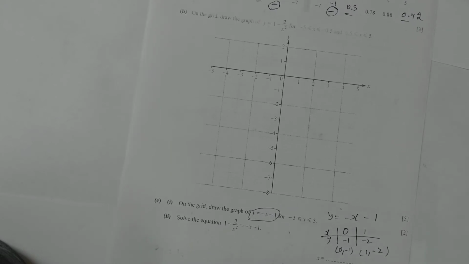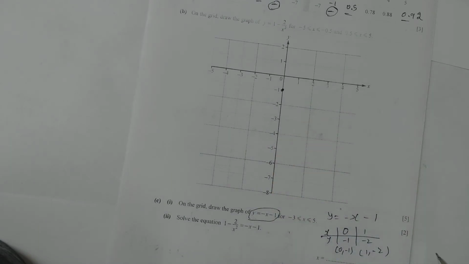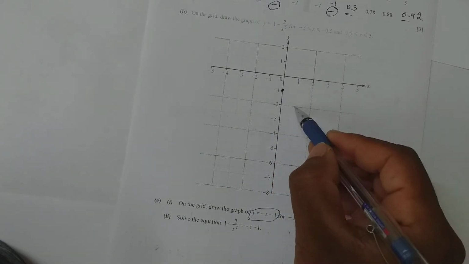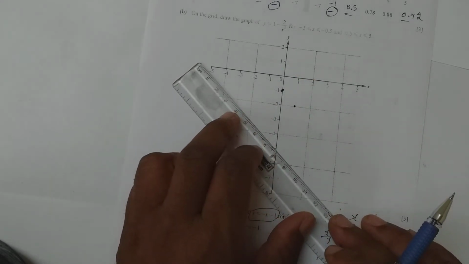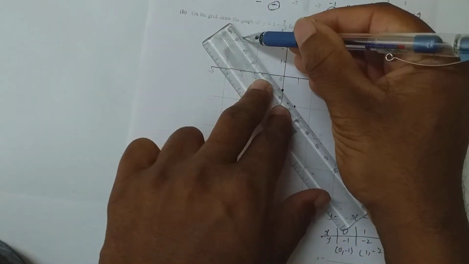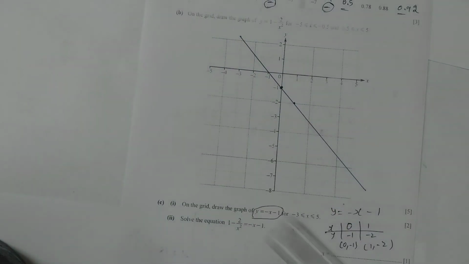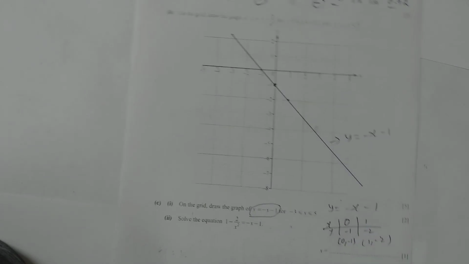So where will 0, minus 1 be? Here. Where will 1, minus 2 be? Here. Join these two. This is that line y equal to minus x minus 1.